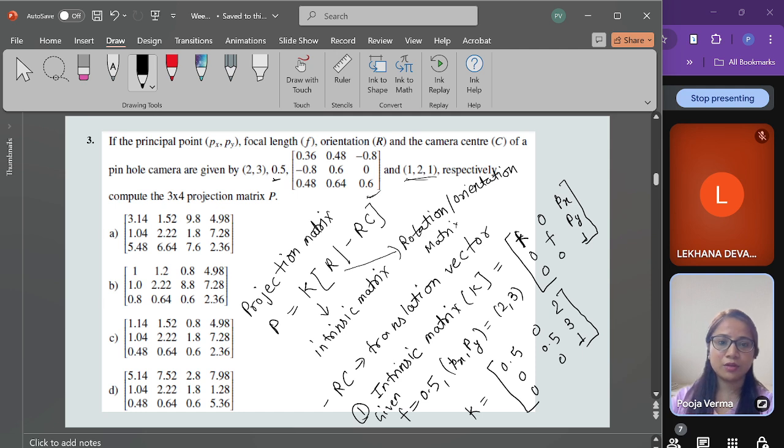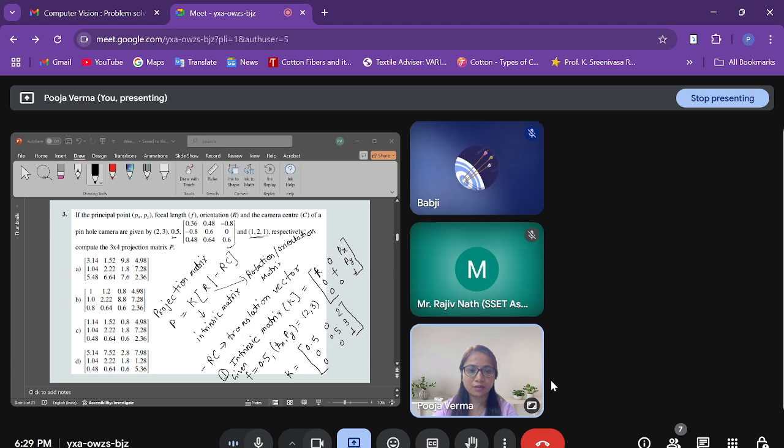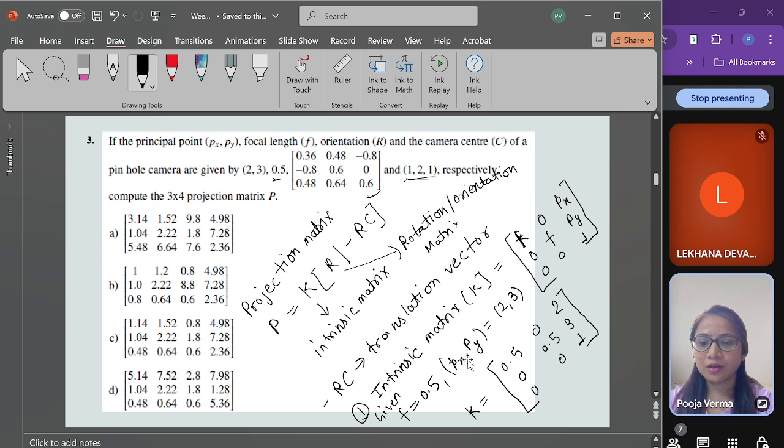Okay. So have you understood how we can find the intrinsic matrix? Now we will move further to solve the other part. Again, the rotation matrix is given and the camera center is given. Now first we need to calculate the translation, then we will be able to solve the whole matrix K in brackets R, minus RC. That minus RC term is called the translation vector.